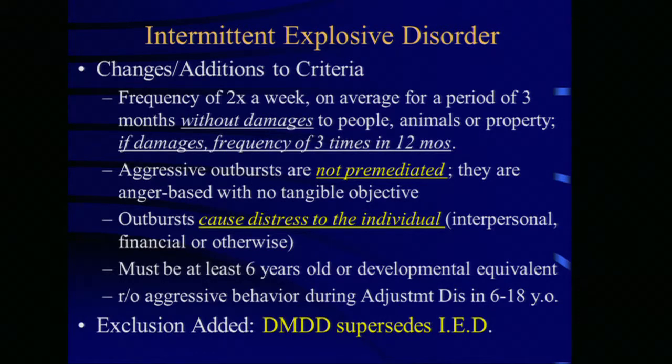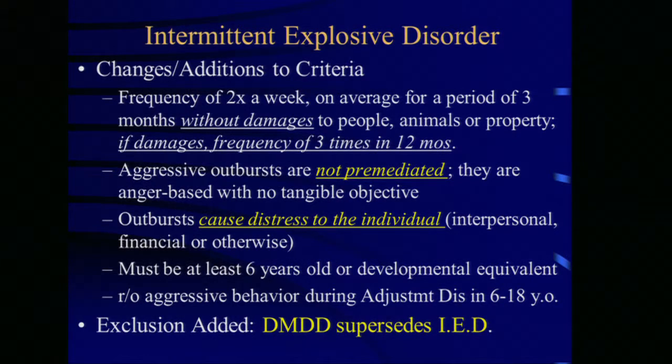They have to be at least 6 years old, again, because temper tantrums, rages, and difficulty with emotional regulation occur under 6, or the developmental equivalent if we're talking about a challenged individual, or ruling out aggressive behavior that may occur during an adjustment disorder. Sometimes there are serious adjustment issues to a specific situation, and the children are reacting quite a bit, and it would not qualify for intermittent explosive disorder. Again, if criteria are met for disruptive mood dysregulation disorder, it would supersede this diagnosis of intermittent explosive disorder.